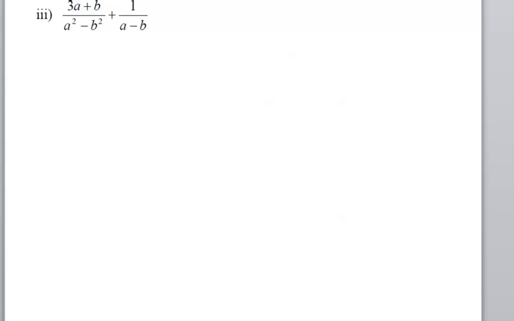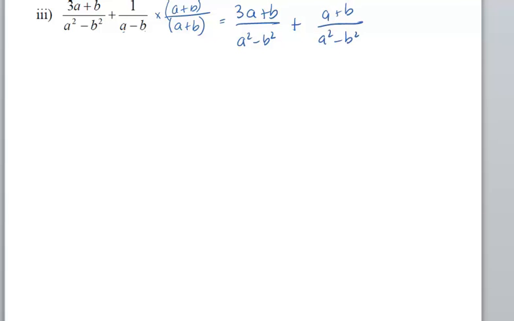So looking at question 3 here, we're looking at a similar sort of thing. So here a squared minus b squared, and we've got a minus b. So if we multiply it by a plus b on a plus b here, we're going to end up with our difference of squares, and it will become a squared minus b squared. So we have 3a plus b on a squared minus b squared, plus 1 times a is a, 1 times b is b, on a squared minus b squared.